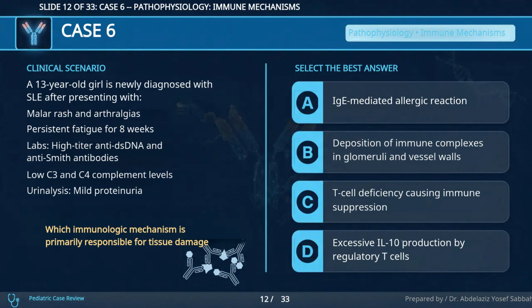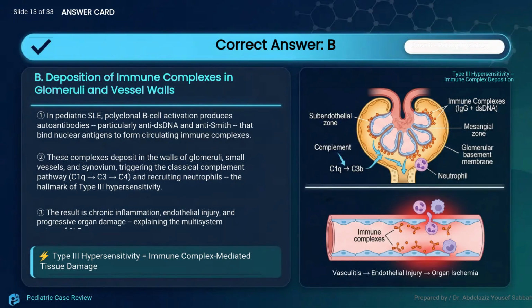Option A, immunoglobulin E-mediated allergic reaction. Option B, deposition of immune complexes in glomeruli and vessel walls. Option C, T-cell deficiency causing immune suppression. Option D, excessive interleukin-10 production by regulatory T cells. The correct answer is option B, deposition of immune complexes in glomeruli and vessel walls.